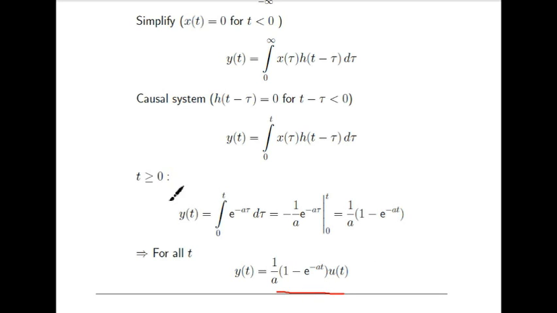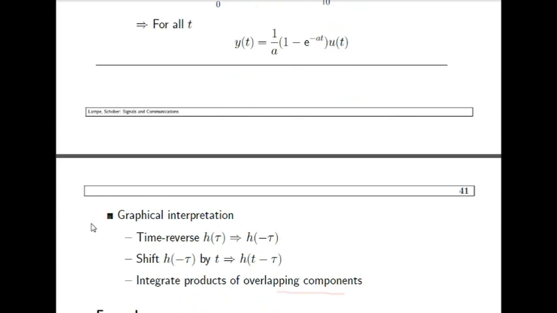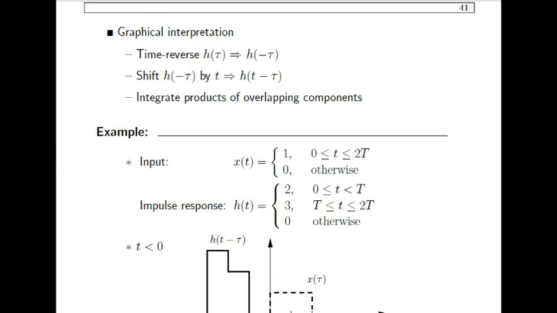Now let's see the graphical interpretation. It is a similar process as for the convolution sum. First time reverse the signal, then shift it by t, and then integrate the products of the overlapping components.